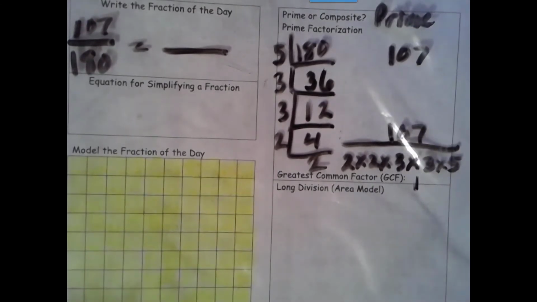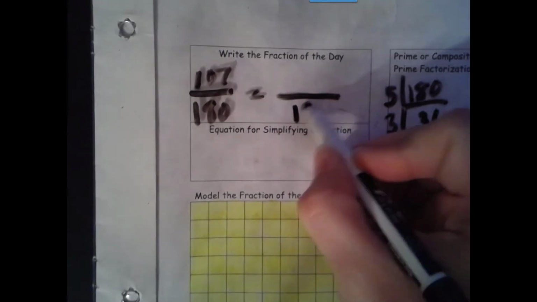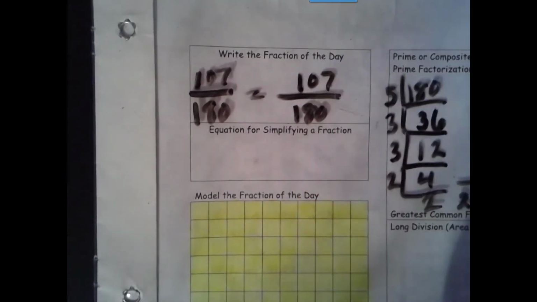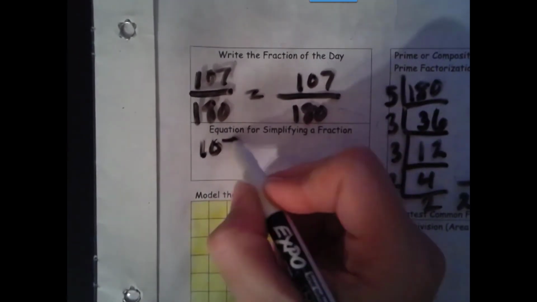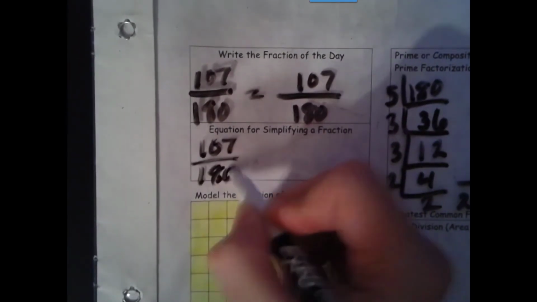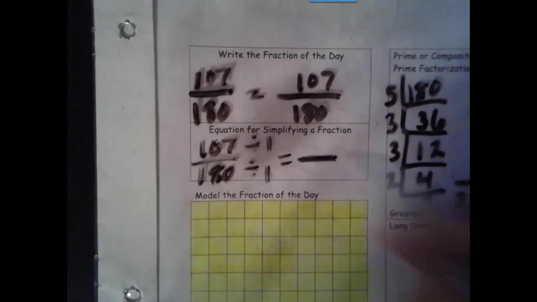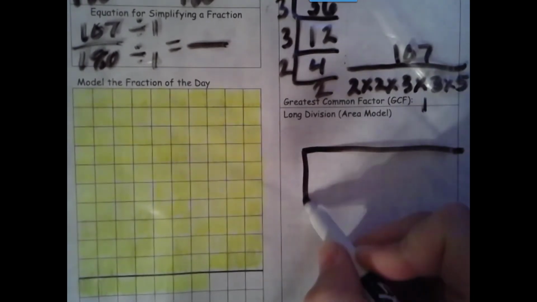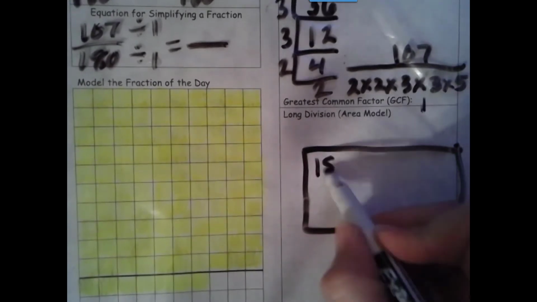So let's go ahead and make our groups of 1. Done. Our total groups of 1 is 180. Our total groups of 1 shaded in is 107. Now let's go ahead and prove it with our algorithm. So we're going to divide both by 1.